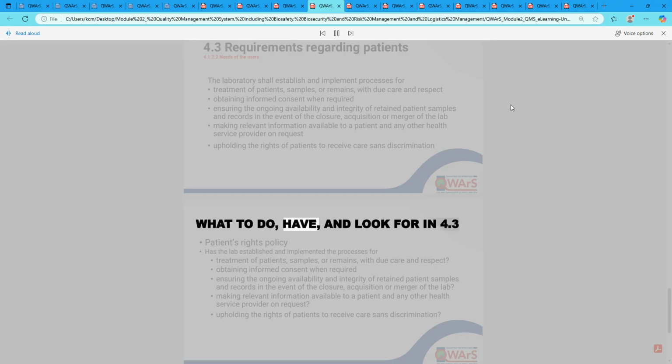What to do, have, and look for in 4.3. Patients' Rights Policy. Has the lab established and implemented the processes for treatment of patients, samples, or remains with due care and respect, obtaining informed consent when required, ensuring the ongoing availability and integrity of retained patient samples and records in the event of the closure, acquisition, or merger of the lab, making relevant information available to a patient and any other health service provider on request, upholding the rights of patients to receive care sans discrimination? Thank you.